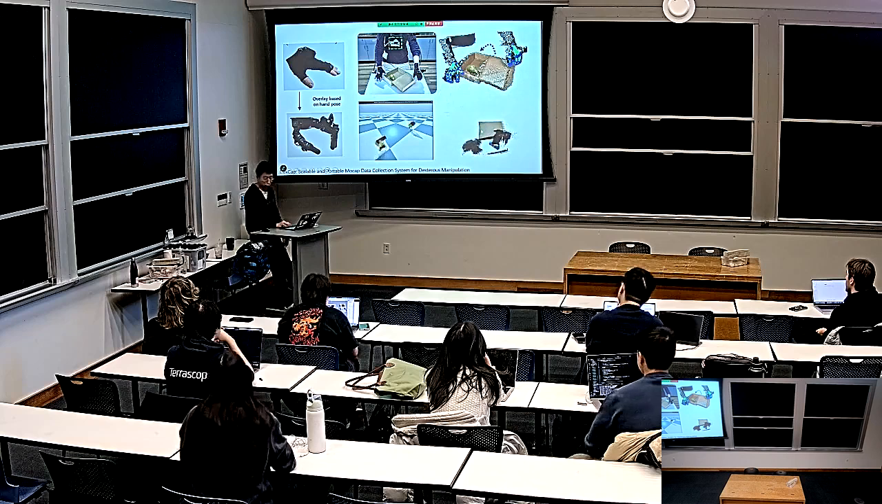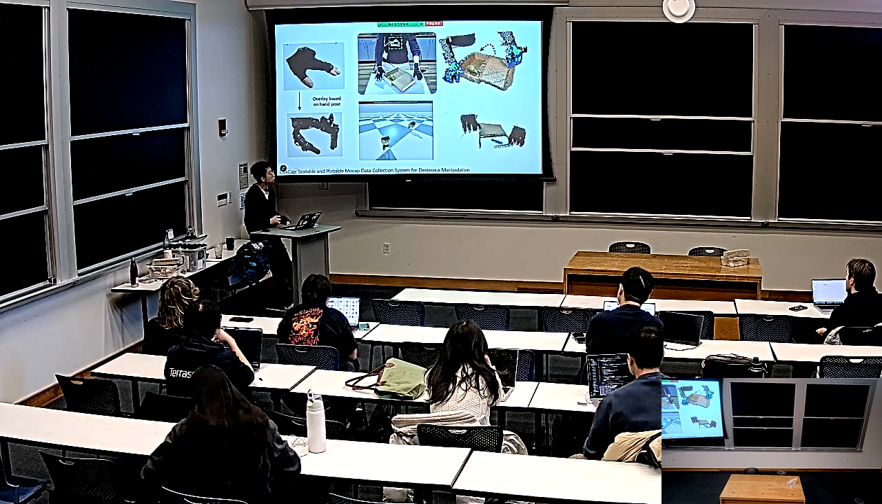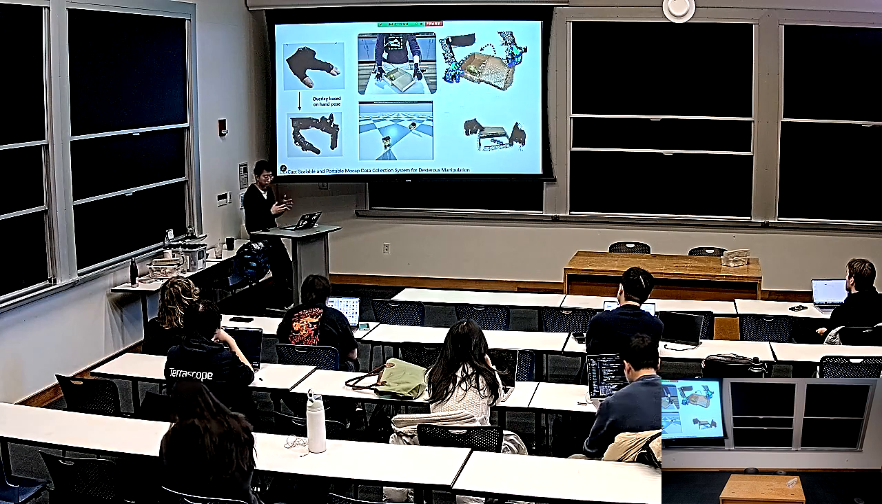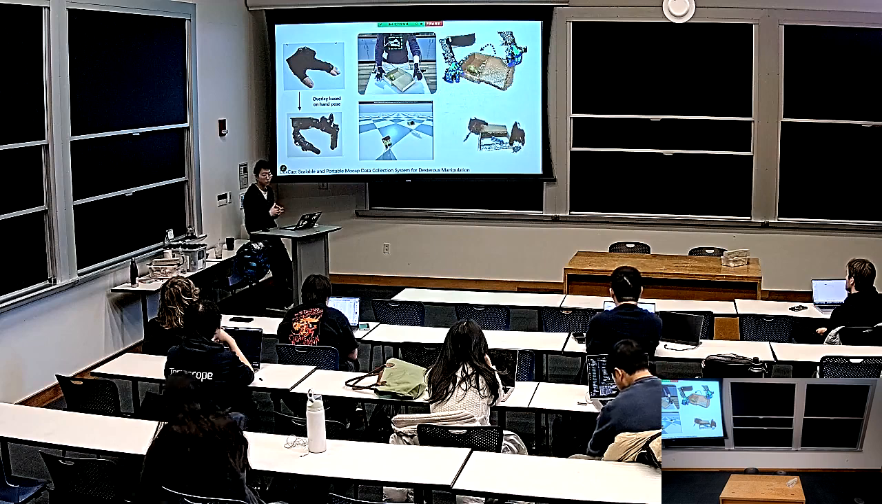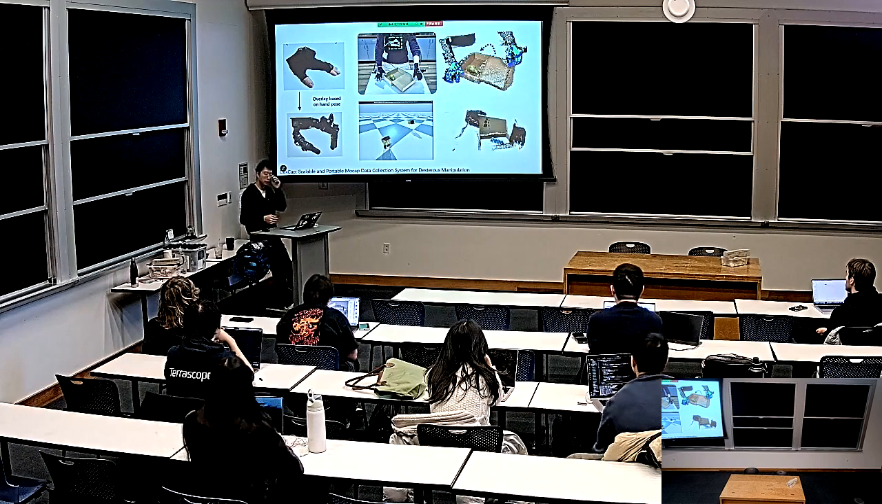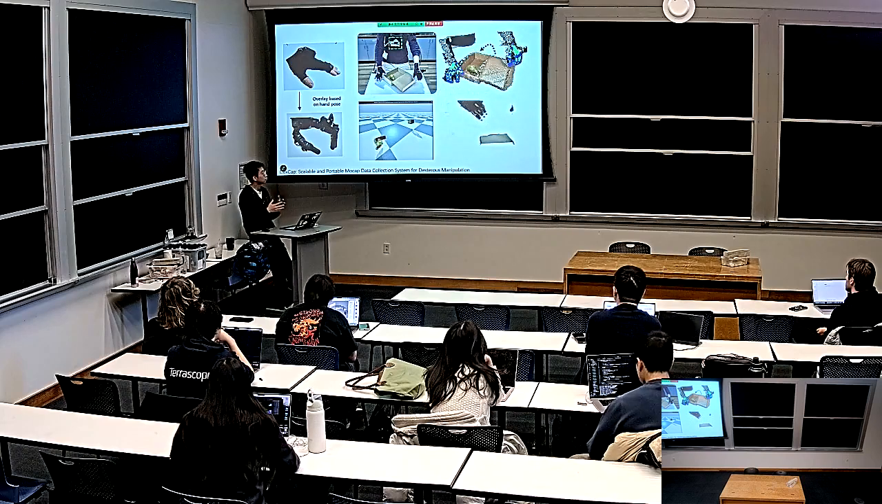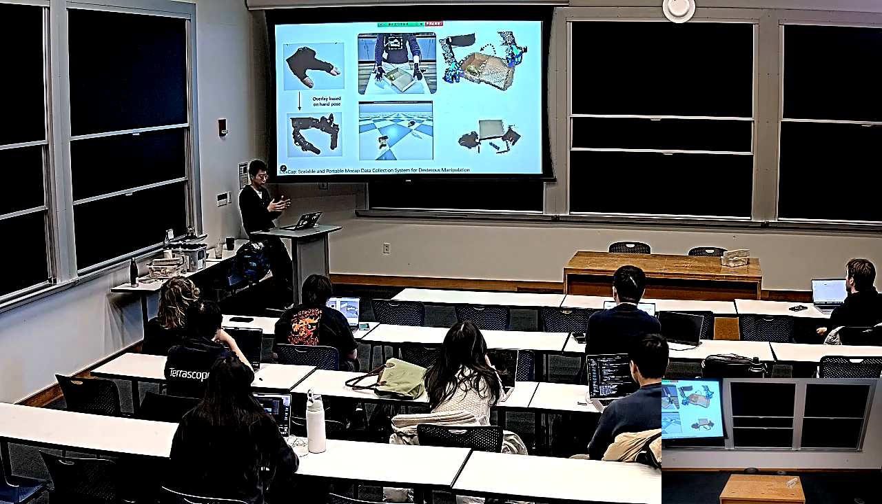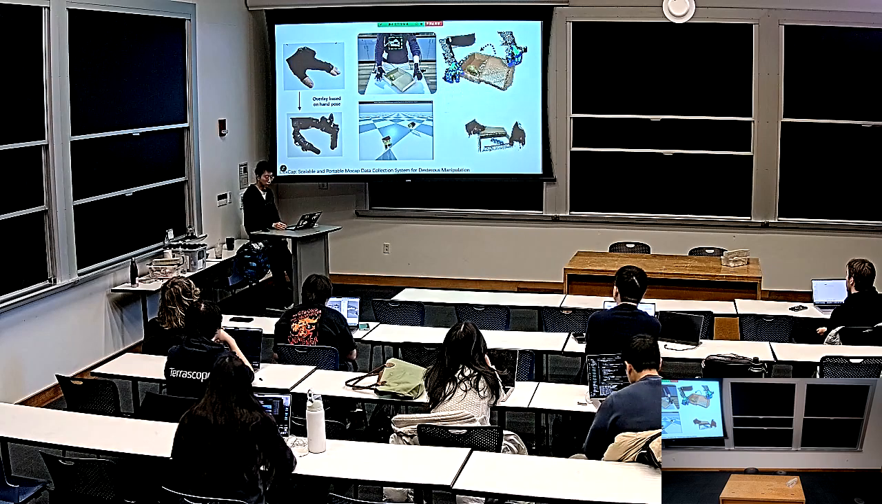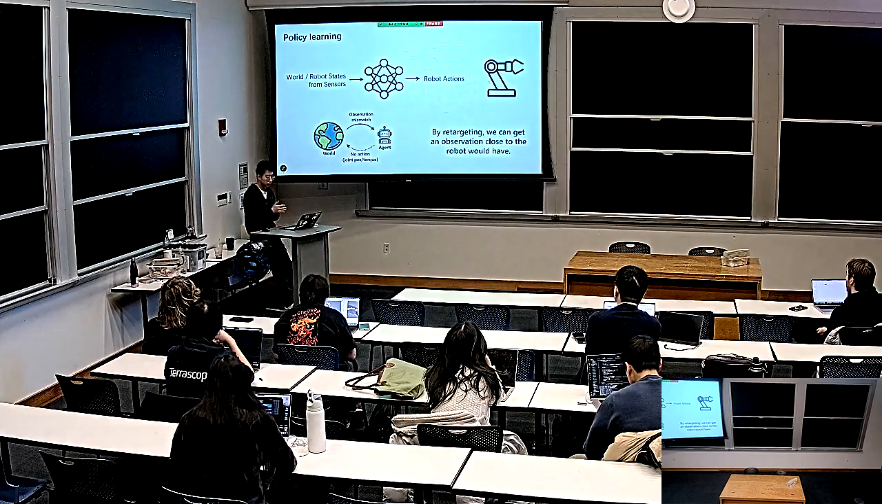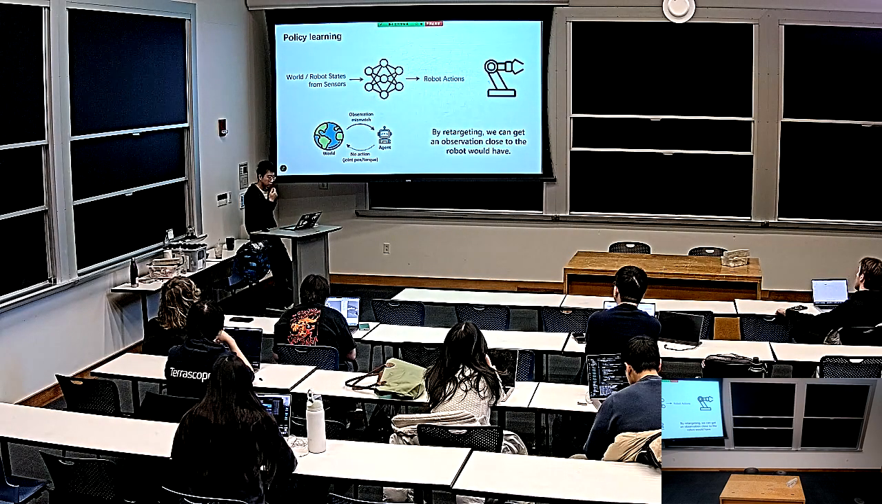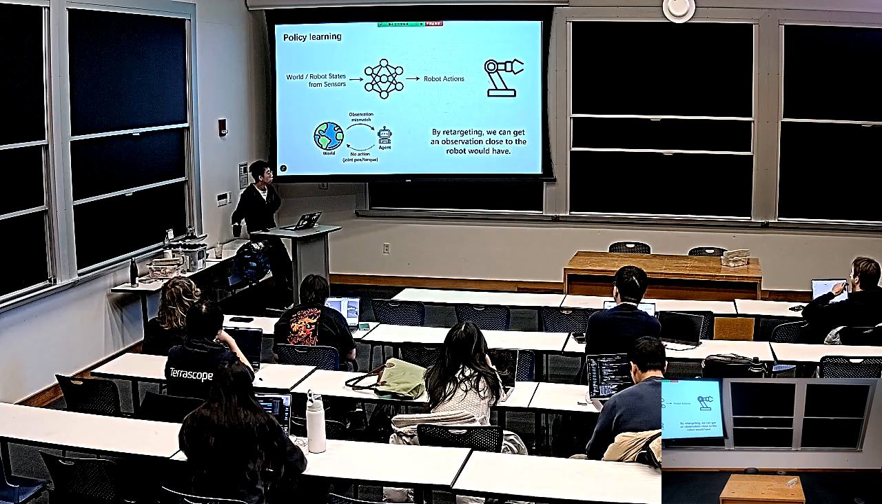If I don't tell you, you probably cannot tell whether it's a robot hand or a human hand. So that's basically the intuition behind that. You just render the robot onto the scene, and it basically rewrites the image and gives the robot an illusion that it's watching itself. Okay, so by retargeting, we can now get an observation close to what the robot would have.